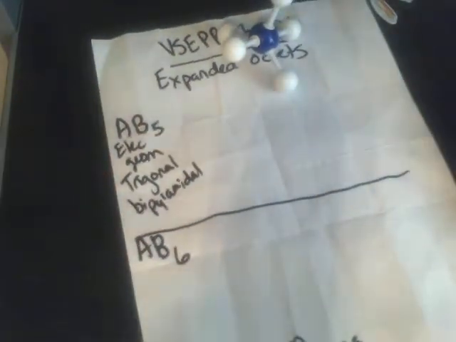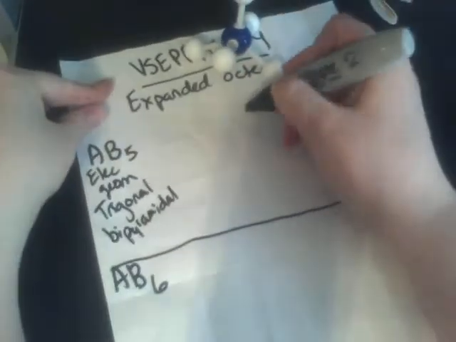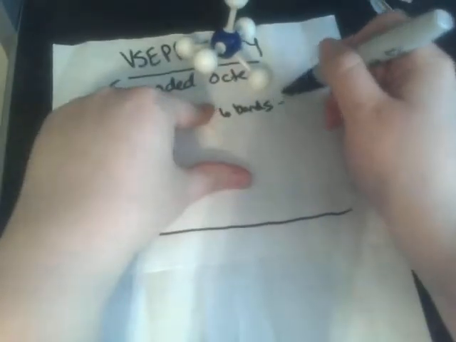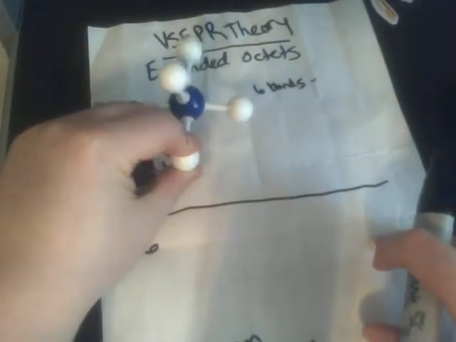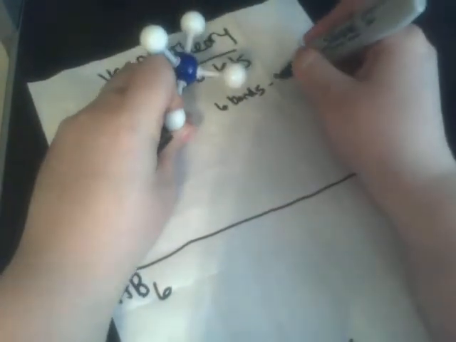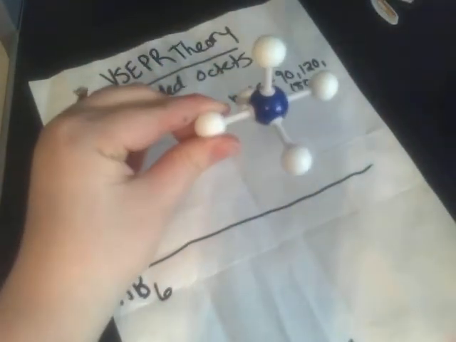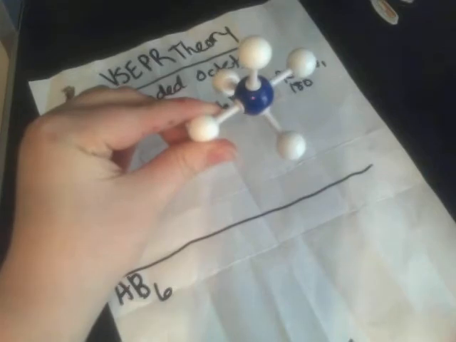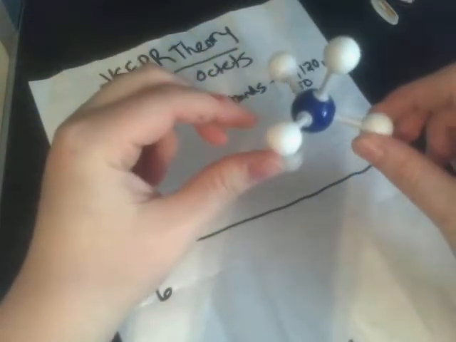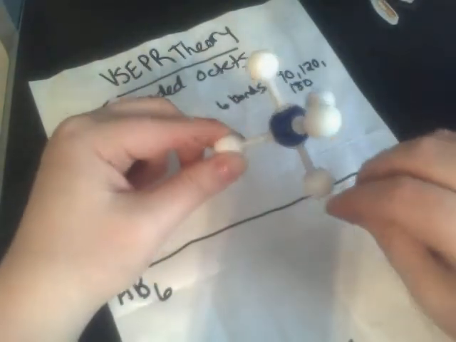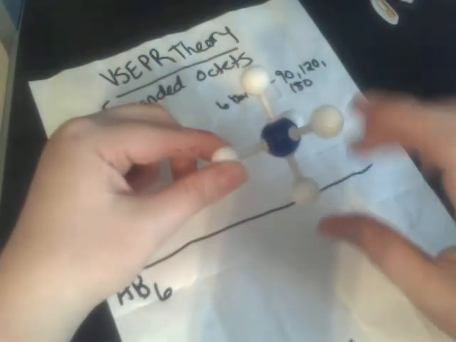Okay. So if we have 6 bonds, what angles were we talking about? We had 90, we had 120, and technically we have 180, don't we? All right. So if we were to remove 1 electron, let's figure out where that 1 electron would come from. This is the only one you really have to pay attention to: there's something called the axial and the equatorial.